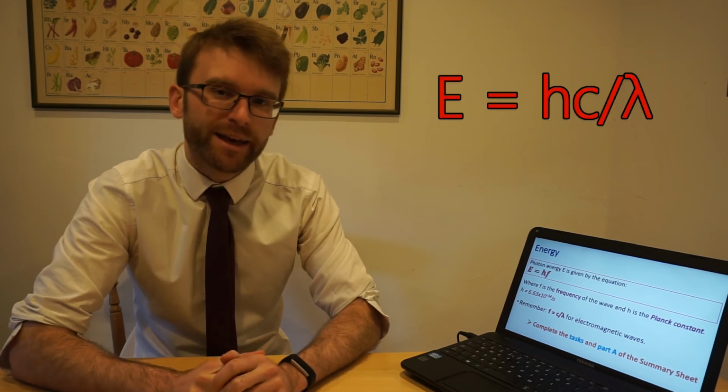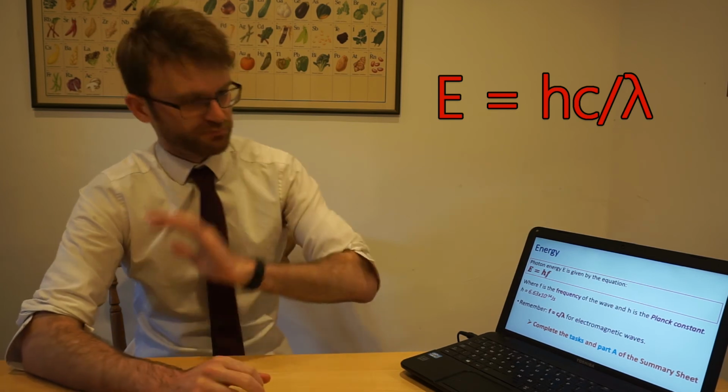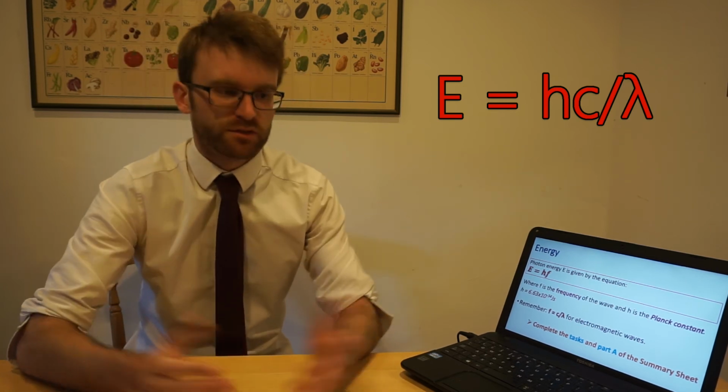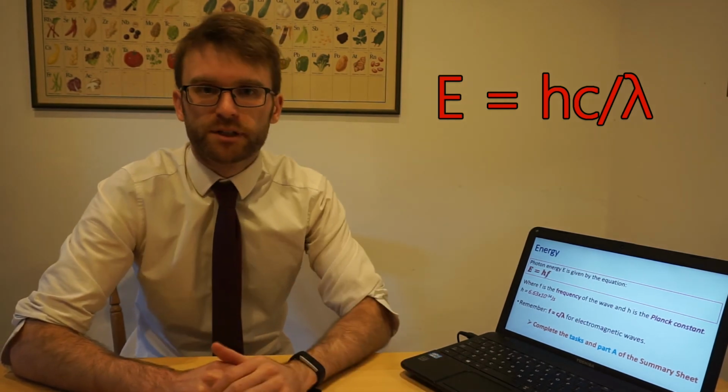Given E equals hf, f equals the speed of the wave divided by lambda, we could also arrive at the equation E equals hc divided by lambda, and that is fine too. If you're sick of working out frequencies, can I just use the wavelength? Of course you can. E equals hc over lambda. Just put that into there. That's it for photons, dead quick.